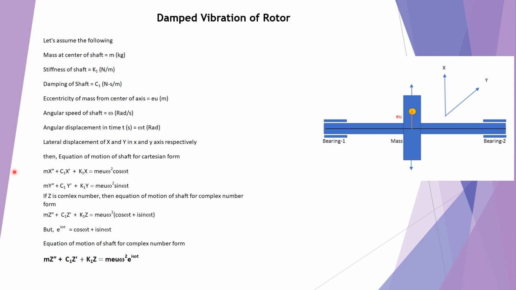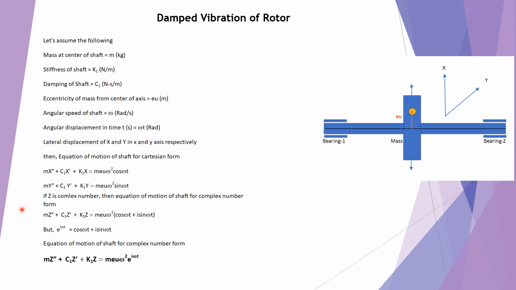Then the equation of motion of the shaft in Cartesian form is m x double dot plus c1 x dot plus k1 x is equal to m eu omega square cos omega t. Similarly, for the y direction, m y double dot plus c1 y dot plus k1 y is equal to m eu omega square sin omega t.